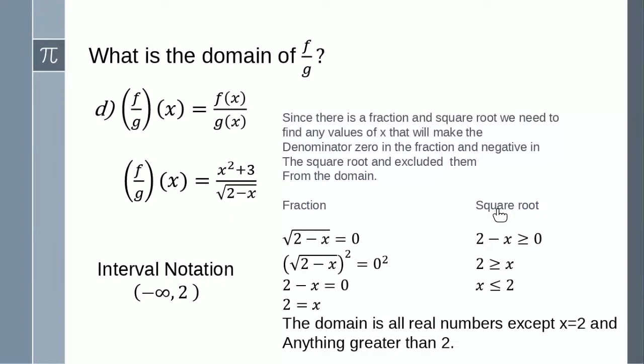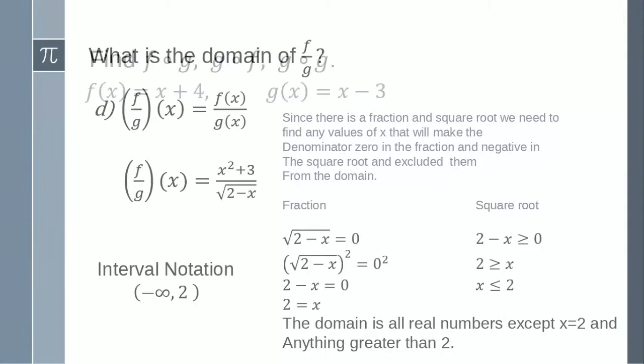And then for the square root, we have to worry about negative numbers. So to figure those out, we take the radicand. The radicand is what's inside of the square root, and we set it greater than or equal to 0. So here, if I add x on both sides, then we get 2 is greater than x. For some of us, it's easier to read it this way. So I just rewrote 2 greater than x to be x is less than or equal to 2. And so our domain is going to be our real numbers, except x equals 2 and anything greater than 2.